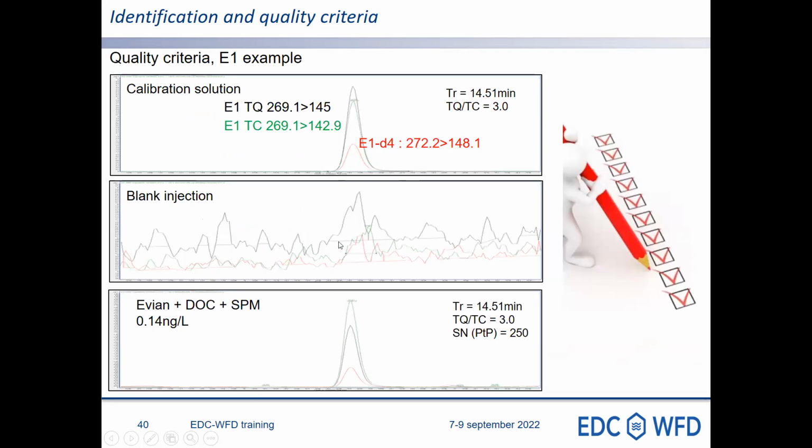Here, once again, some importance of quality criteria. An example for estrone. Here you have a calibration solution. Here you have an Evian water plus DOC plus SPM at a low level of concentration. And here you have the blank injection. And here we show you that we keep the signal-to-noise, the ratio of TQTC, stable. We have good signal-to-noise ratio, and our blanks are okay.